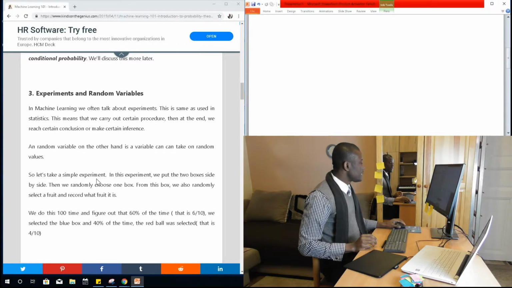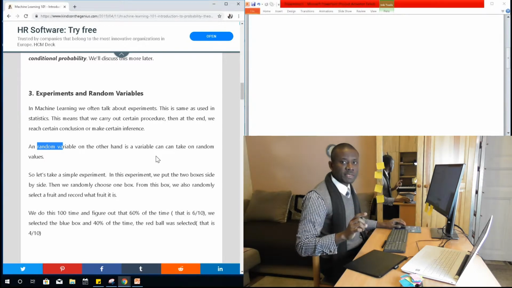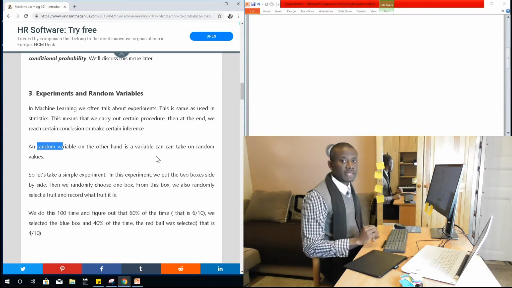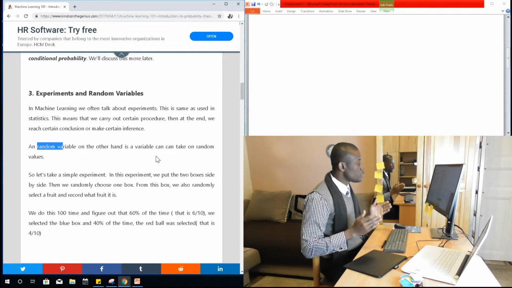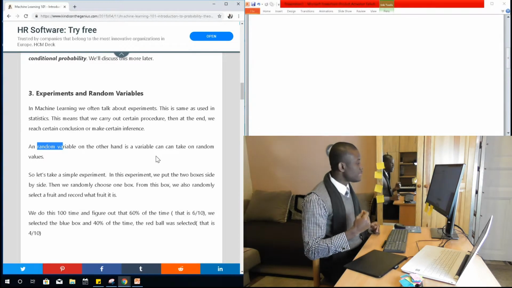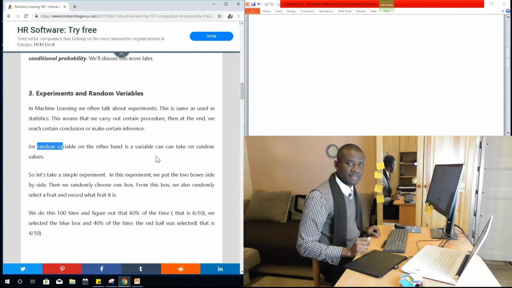Alright, so let's take a simple example now. We are talking about a random variable. A random variable is a variable that can take on random values. So say it several times: a random variable is a variable that can take on random values. In this experiment, we put the two boxes side by side, then we randomly choose one box, and then we randomly select a fruit from one of the boxes, and we record what fruit it is.